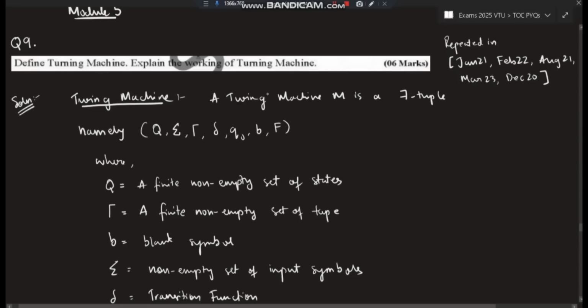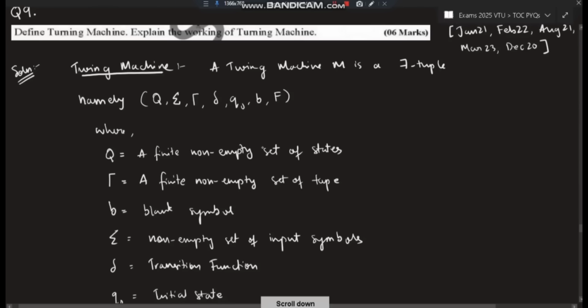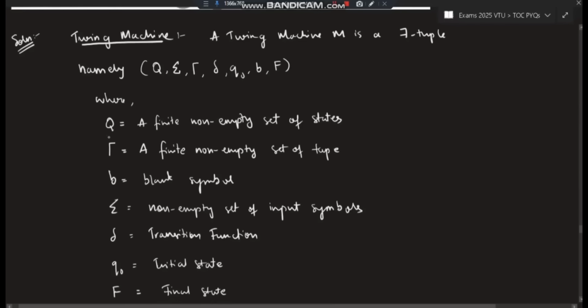Define Turing machine. Explain the working of Turing machine. So, what is a Turing machine? A Turing machine M is a seven-tuple, namely Q, sigma, gamma, delta, Q naught, B, and F. Now see, Q is the finite set of states, all the states: Q naught, Q1, Q2, all the set comes here. And this symbol gamma is a finite non-empty set of tape symbols. Tape also I'll discuss what it is.